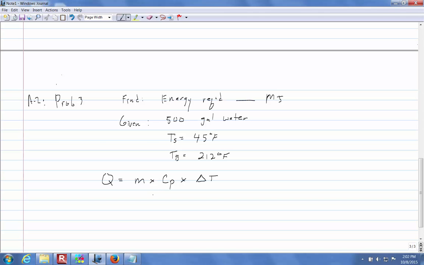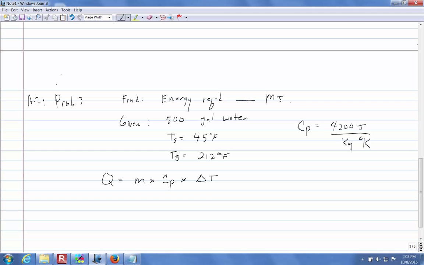What's the heat capacity of water? It's shown in box 5.3, or you can go to your appendix and find it. It's in the first line of box 5.3: 4,200 joules per kilogram, degree Kelvin.